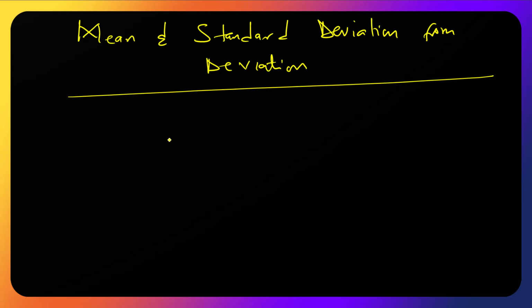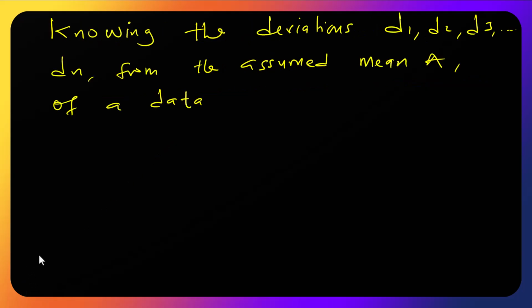Now let's look at how to find mean and standard deviation when we are given deviations. So knowing the deviations d1, d2, d3 up to dn from an assumed mean a of a data set, the mean, once you have all the deviations, is given by the assumed mean plus the summation of all the deviations over the number of deviations.